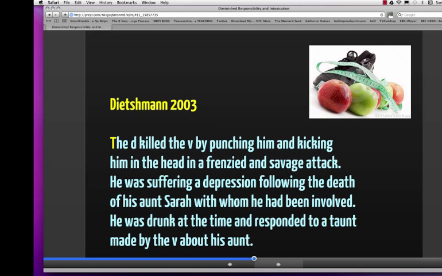Doshan was in 2003. Now, the defendant killed the victim, a Nicholas Davis. He killed him in a very frenzied and savage attack. He was suffering a depression following the death of his Aunt Sarah, with whom he had actually been physically involved. Now, he was drunk at the time and responded to a taunt by Nicholas Davis about his aunt.